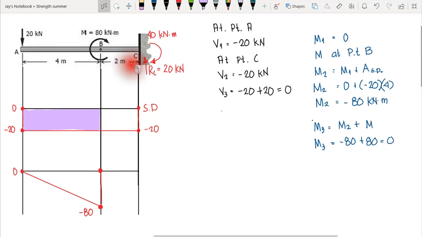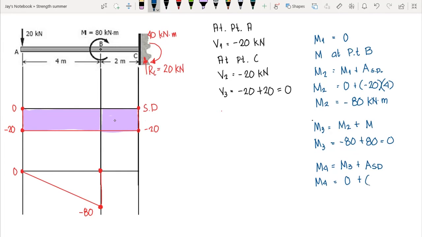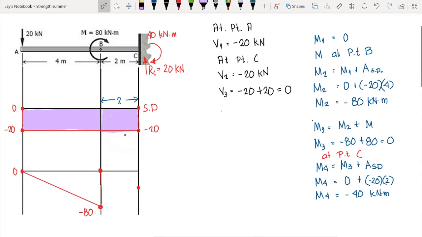Now from B to C, we have the area of this shear diagram. So therefore, let's say it's our moment 4 that is equal to moment 3 plus the area of our shear diagram. So we have moment 4 is equal to our moment 3 is 0, correct? Then plus the area of our shear diagram, that is negative 20, times the length, that is 2 meters. So therefore, our moment 4 is equal to negative 40 kilonewton meter. Okay, so therefore, we plot at this point, that is negative 40. So at point C, we have here negative 40, and since this is in 0 degree, we have a first degree moment diagram, and this is negative 40 kilonewton meter.